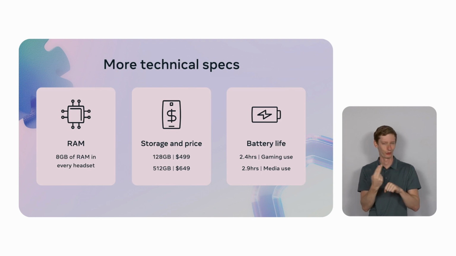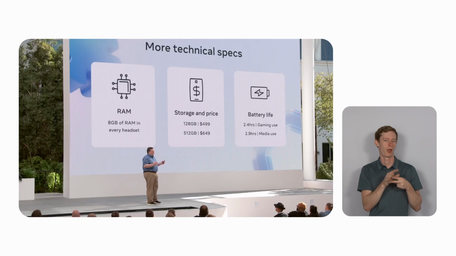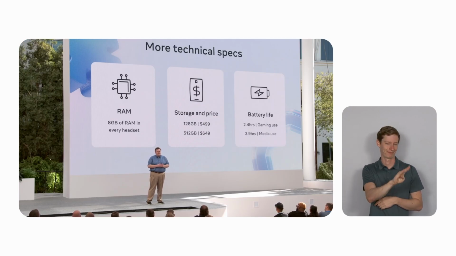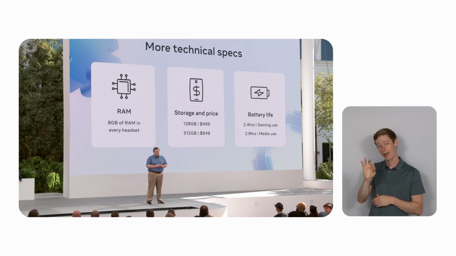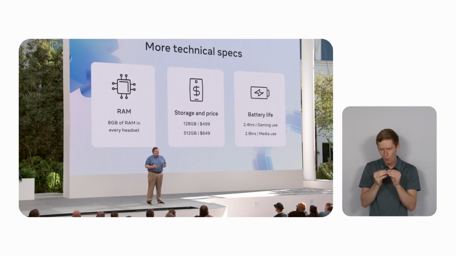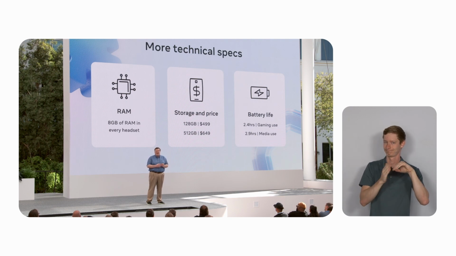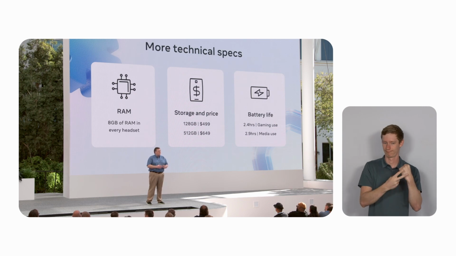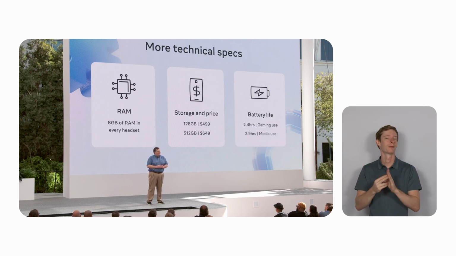As for storage, there are 2 options available: a $499 model with 128 gigabytes of storage, and a $649 model with 512 gigabytes of storage. As games get larger and more complex, like with higher resolution textures, they'll consume more space. The 512 gigabyte model allows you to have more games and applications installed on your headset at once, making it easy to switch between them without having to uninstall one in order to have enough room to install and play another.